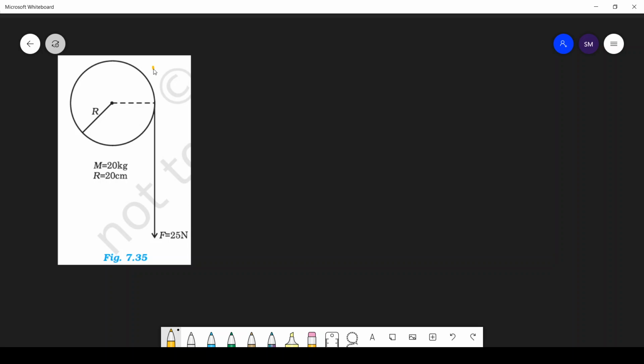So this is your flywheel here. Radius is r, mass is 20 kg, radius is equal to 20 centimeter, so of course that is equal to 0.2 meter. And you have a pull of 25 Newton. There is a cord which is wound on this wheel, right?